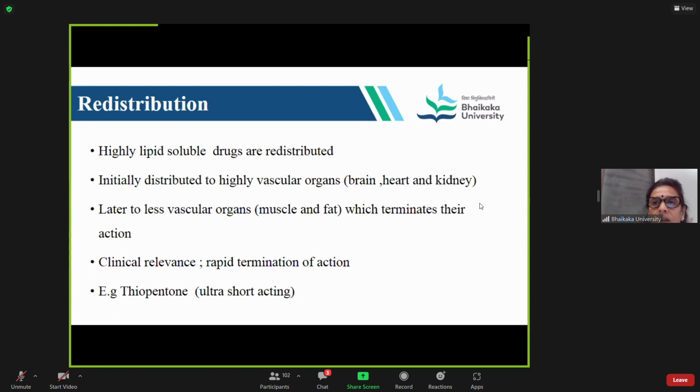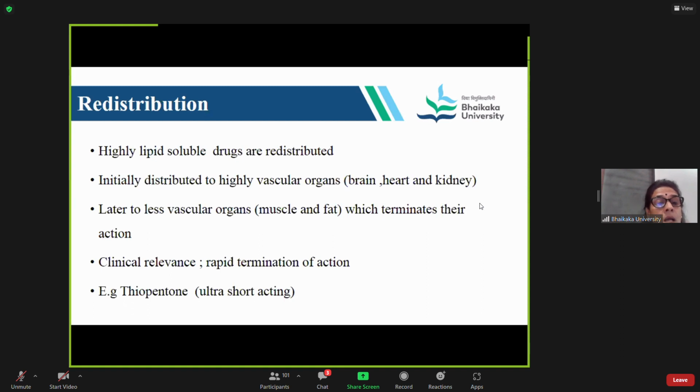See, the first objective is the definition of distribution, the second is apparent volume of distribution, and the third is redistribution. So what is redistribution? Highly lipid soluble drugs distribute to highly vascular organs first, and then to less vascular organs. That is the redistribution of the drug. Again, I am repeating: a highly lipid soluble drug is initially distributed to the highly vascular compartment, and afterwards it will distribute to the less vascular compartment. And after that, it will terminate its action.